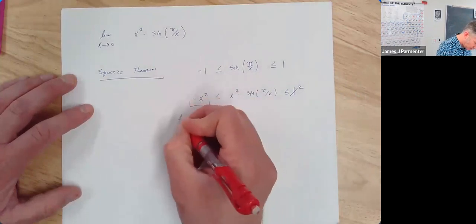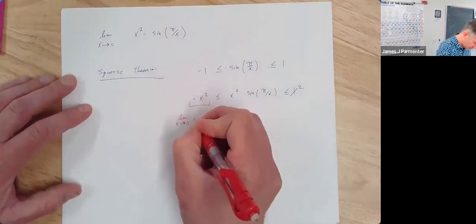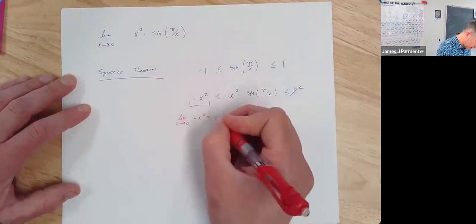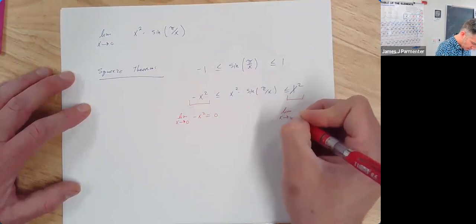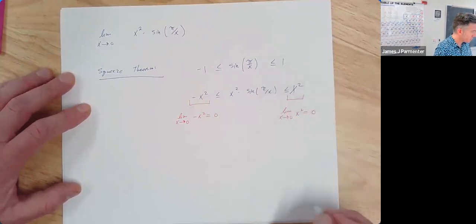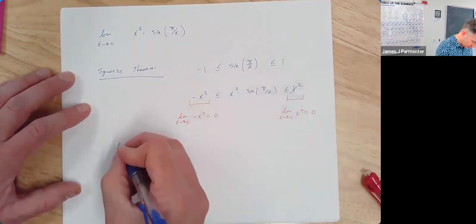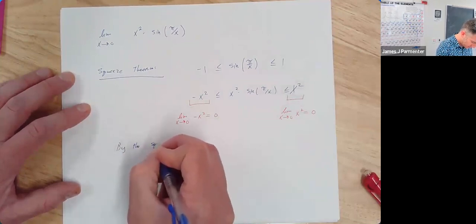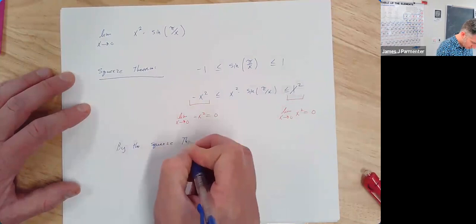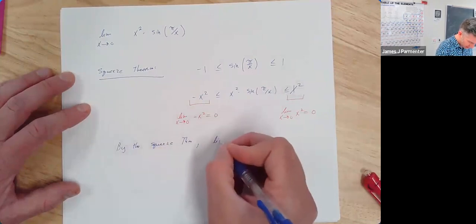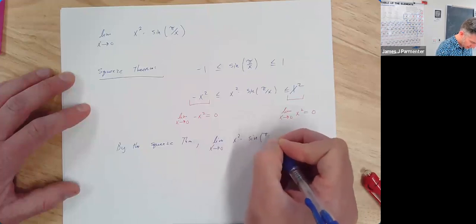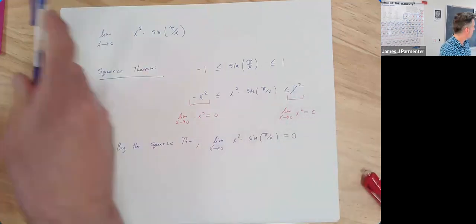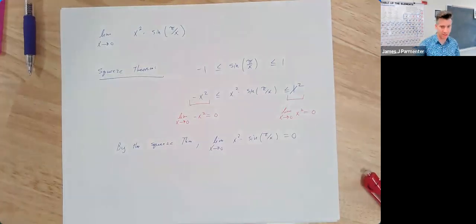So the limit as x goes to 0 of negative x squared is, just plug it in, you get 0. The limit as x goes to 0 of positive x squared is also 0. So one more time, by the squeeze theorem, we have to say the limit as x goes to 0 of x squared times sine of pi over x must be 0. The reason I like this one is because the graph of it's kind of nice.